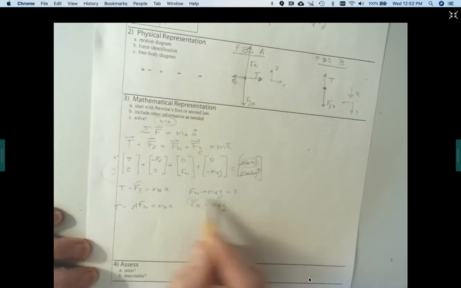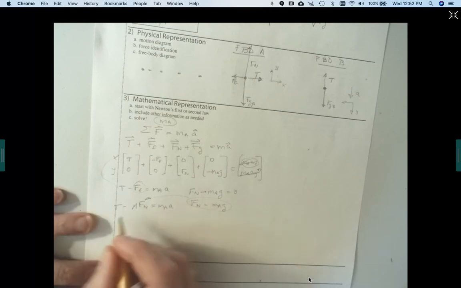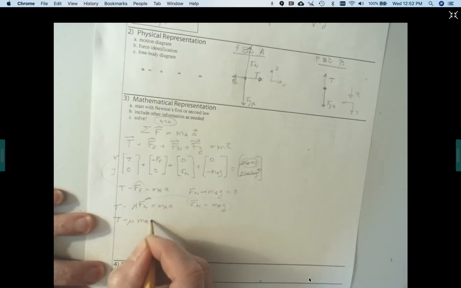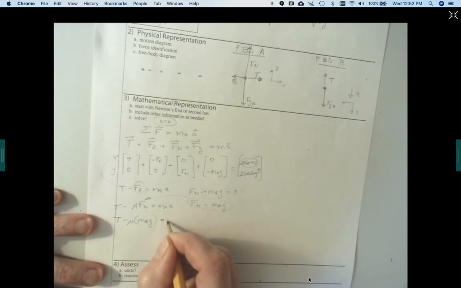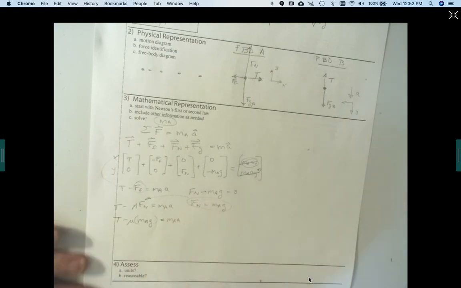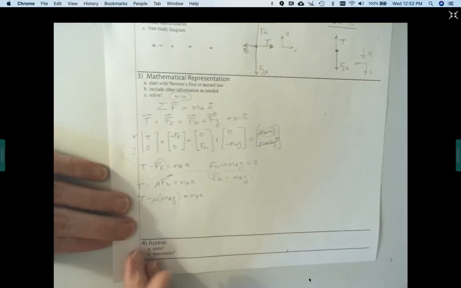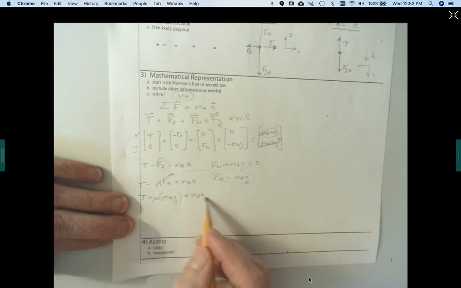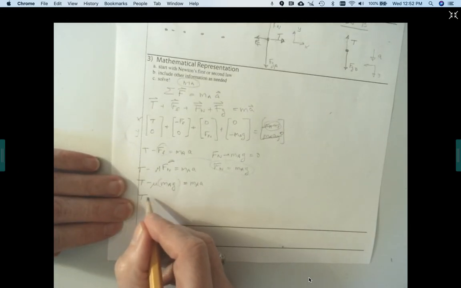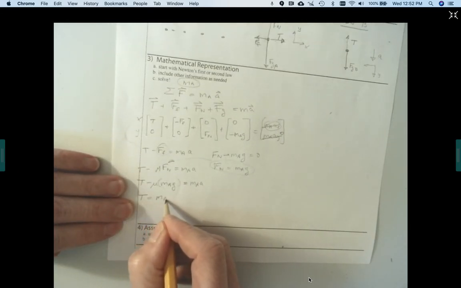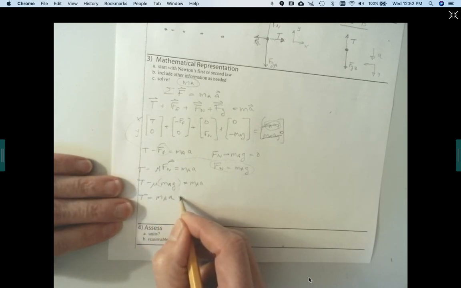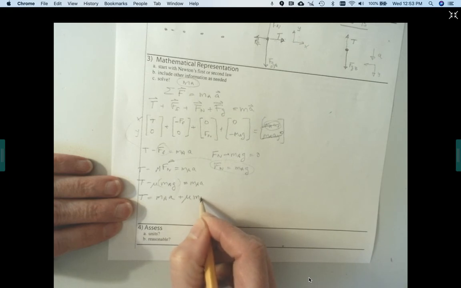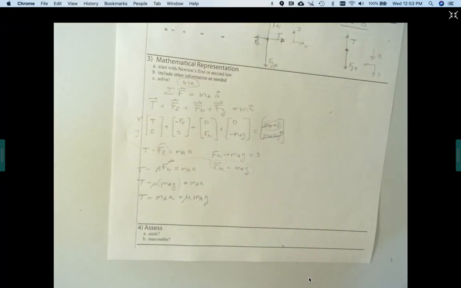And then we just found from our y equation what the normal is, so we can plug that in. So we have tension minus mu MAG, right? That's our expression for the normal, equals MAA. And we're going to have to eliminate, we have two unknowns here with tension and MA. So I'm just going to finish this off and rewrite it in terms of tension by itself. So tension equals MAA plus mu mass of A times acceleration of gravity.